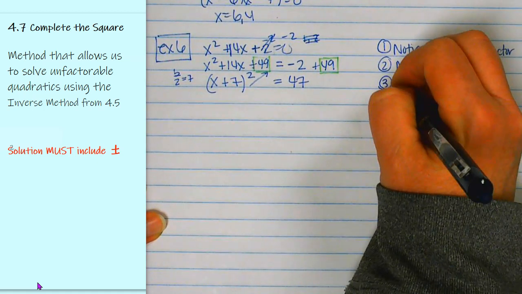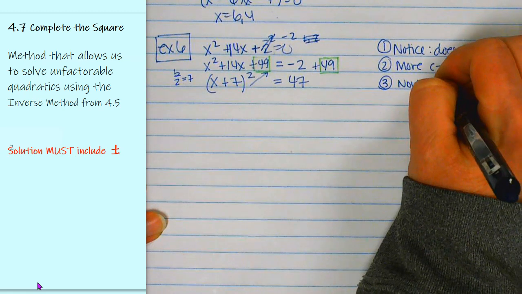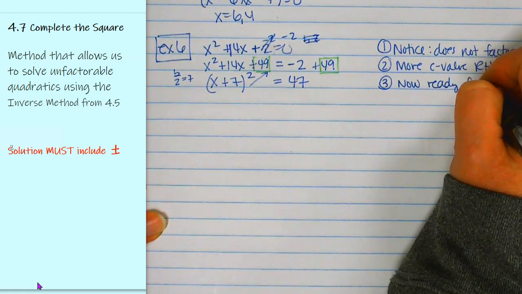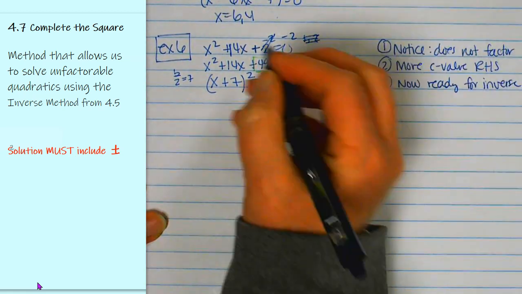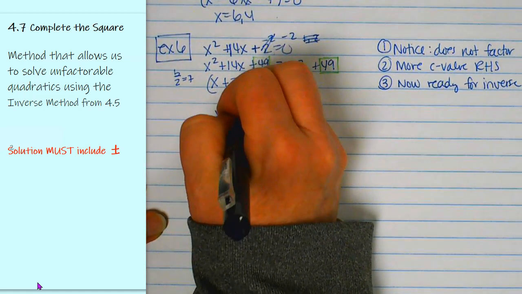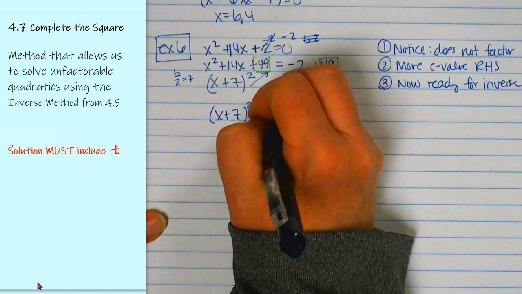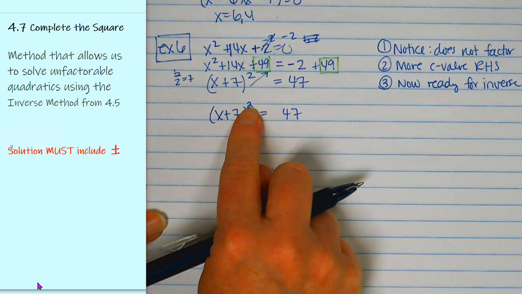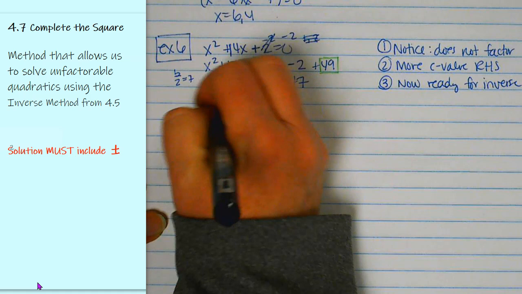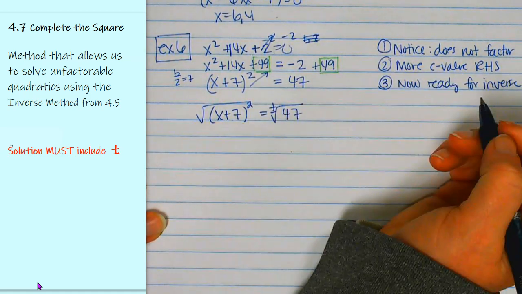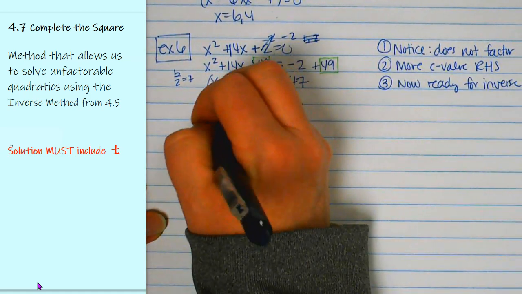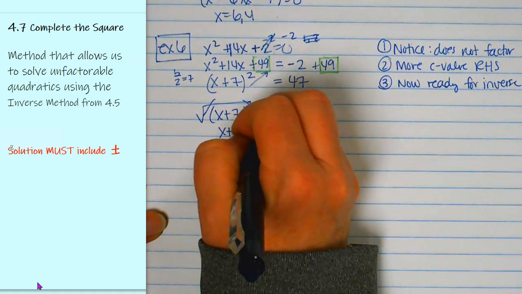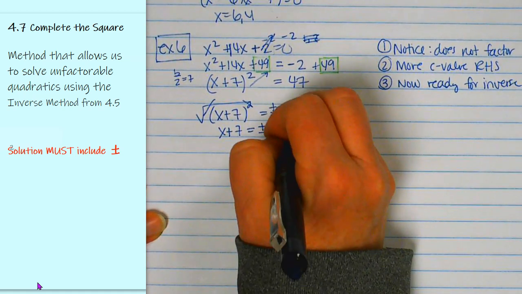Now it's ready for the inverse function. So take the square root of both sides. So I'm going to write it again so it's pretty. X plus 7 squared equals 47. Now I have x under a square. I can take the square root of the left, the square root of the right, add plus or minus. Simplify, x plus 7 equals plus or minus the square root of 47.